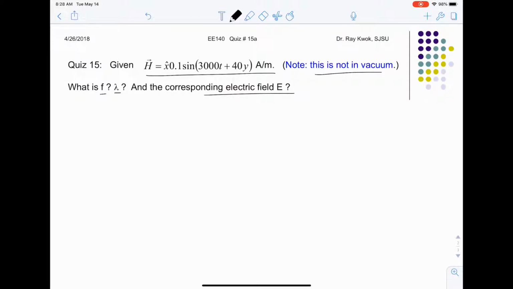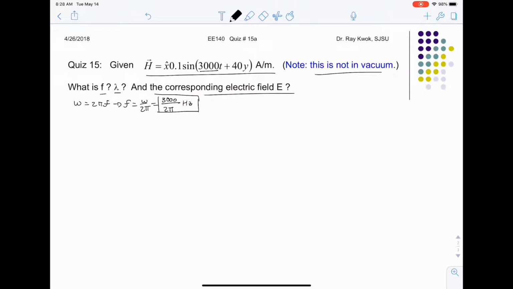Alright, so to find frequency, we know that omega equals 2 pi f, and solving for f, which is a frequency, f equals omega over 2 pi, and we're given omega to be 3000, so 3000 over 2 pi hertz is our frequency.